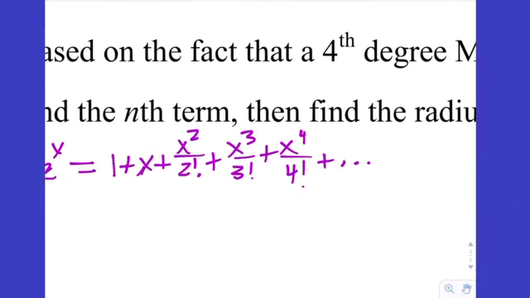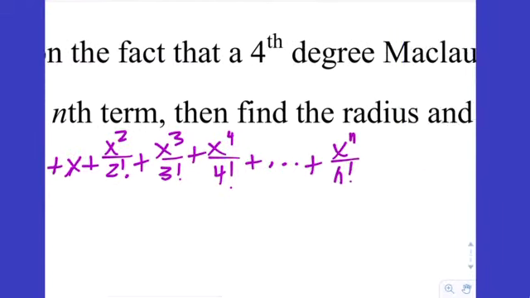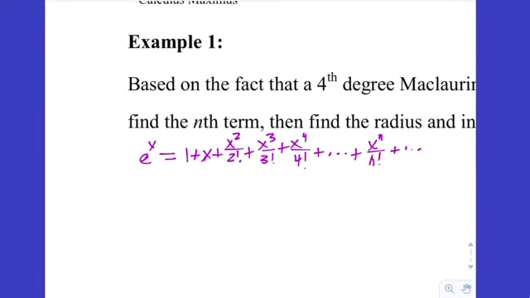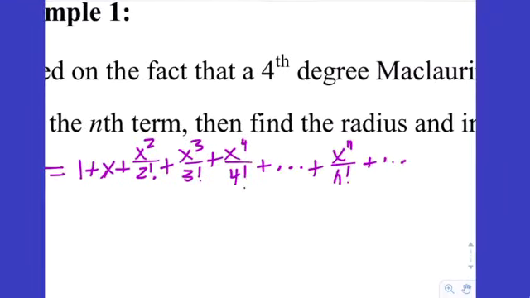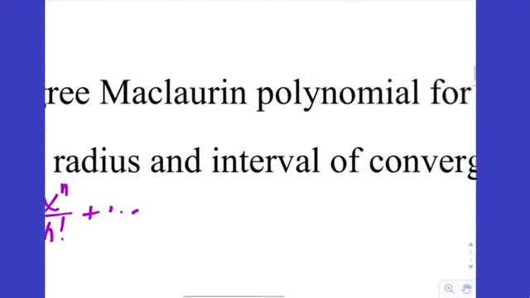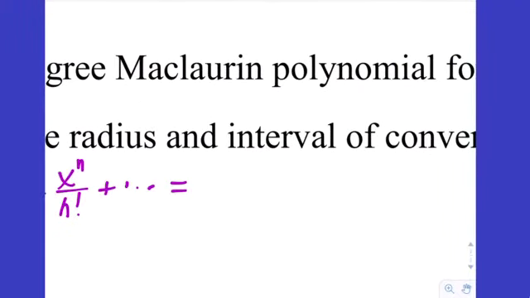So can anyone see the pattern there in terms of x and n? X to the nth over n factorial. Perfect. Plus dot, dot, dot. Okay? So that's equal to e to the x for some values of x. We're going to figure out what values of x it's equal to. So here's the expanded version of the series. Let's write it equivalently as a condensed version, which is really what we want. That's equivalent to sigma from n equals something to infinity of x to the n over n factorial.